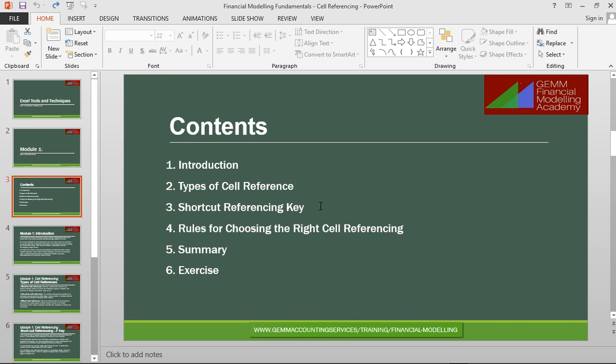Now, the shortcut referencing key is the F4 key. The easiest way to quickly add absolute and mixed cell referencing is to press F4 on your keyboard immediately after adding the reference to the formula. This keyboard shortcut cycles through combinations of relative and absolute referencing. You can repeatedly press F4 after entering the cell address in a formula to cycle through the mixed references.